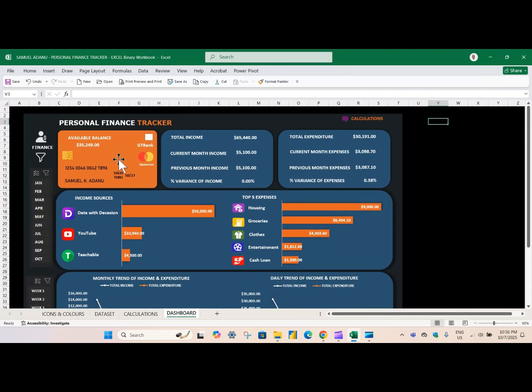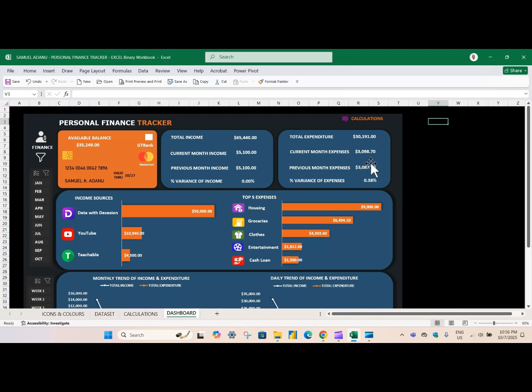Alright, so on the dashboard here, we have an image of the MasterCard that contains the customer's details, that's the name, the valid through period, the card number, the available balance. On this KPI placeholder, we have the total income. The total income for the entire 10-month period is 65,400 US dollars. Beneath the total income, you have the current month income, previous month income, and then the percentage variance of income.